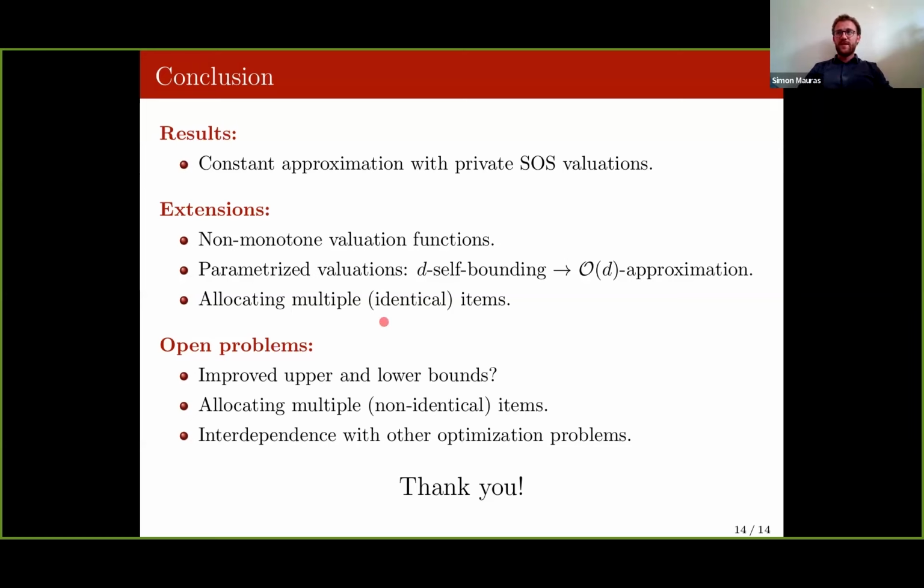I'm sure there are a lot of you who will be able to come up with smarter Ys than what we did. And can we allocate multiple non-identical items? This is another multi-dimensional open problem. And finally, interdependence is a very interesting concept that makes mechanism design a bit harder when you already know how to solve it with private independent values.